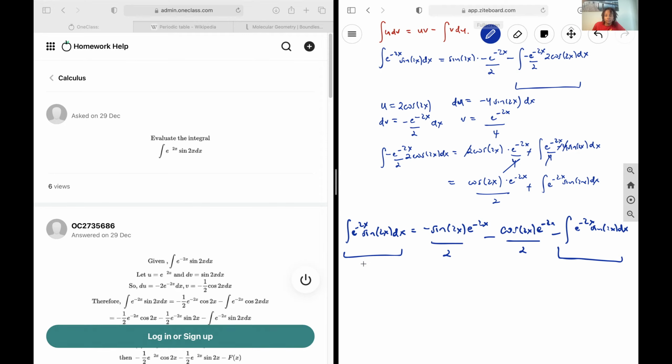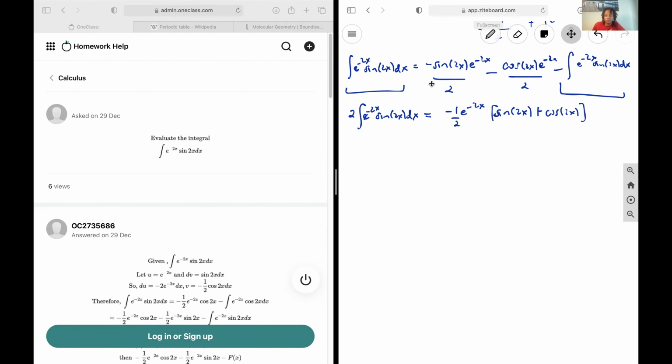So we're going to move it over to the other side, so that it becomes 2 multiplied by the integral of what we're looking for is going to be equal to, we can pull out the negative 1 over 2, and then the e to the power of negative 2x too. And we'll just be left with sine 2x plus cos 2x.